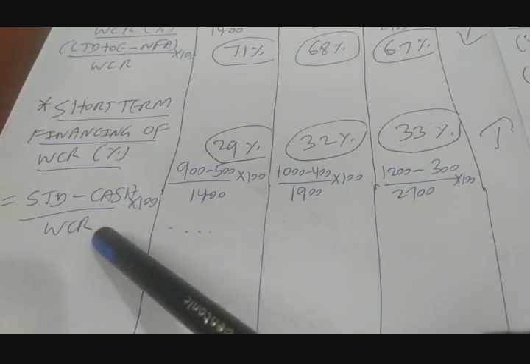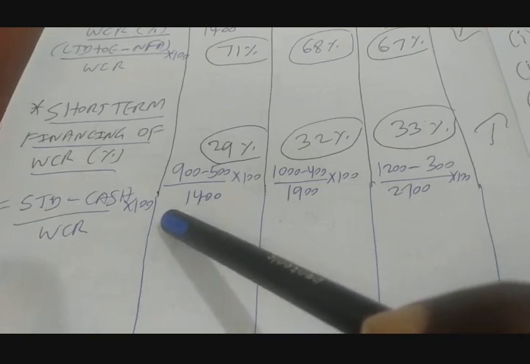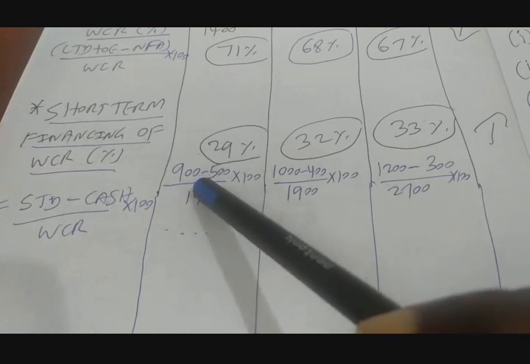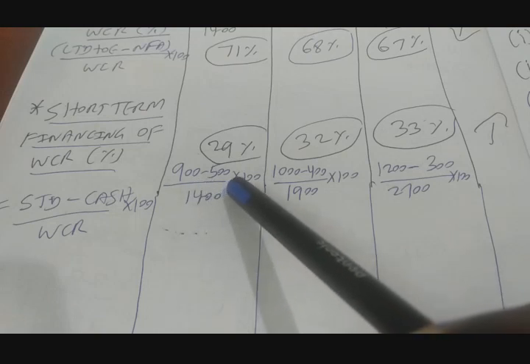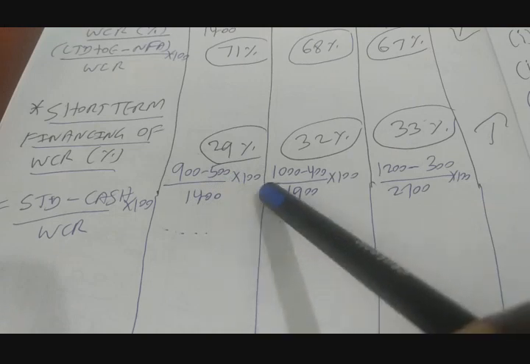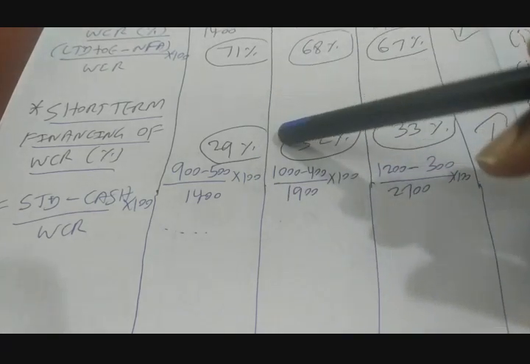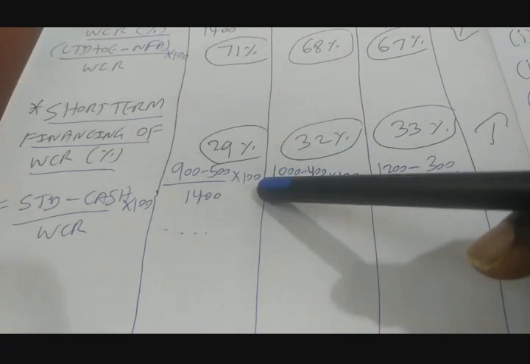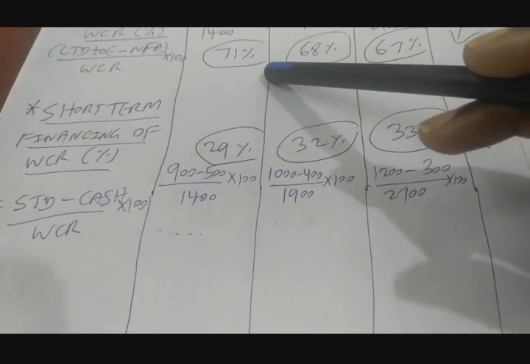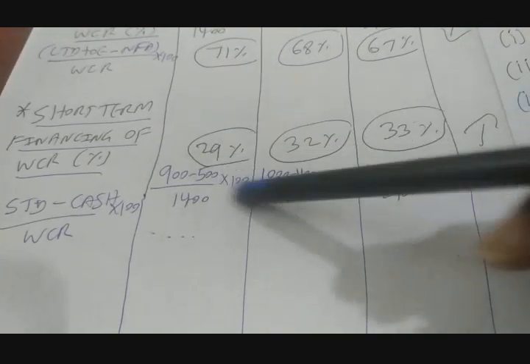Which is computed as short-term debt minus cash divided by working capital requirement multiplied by 100. Short-term debt, that is your bank loan. For the year T minus 2, it was 900 minus cash, which was 500. 900 minus 500 divided by 1400 multiplied by 100 gives us a percentage of 29%, right? So for the year T minus 2, out of every 100 rupees invested in working capital requirement, 71 rupees is coming from long-term sources of funding, whereas only 29 is coming from short-term sources of funding.